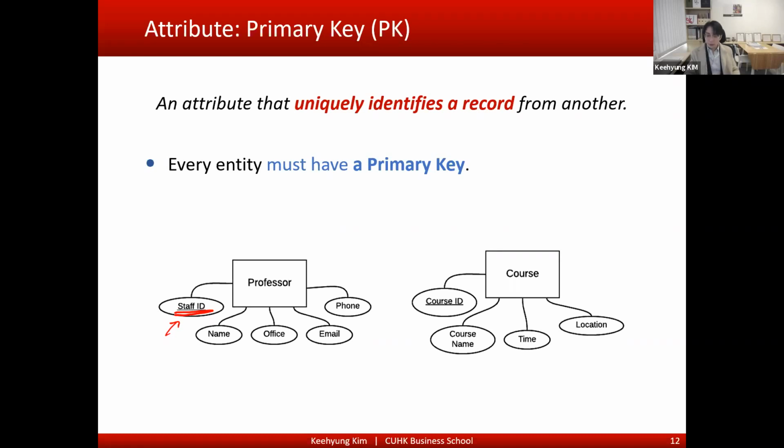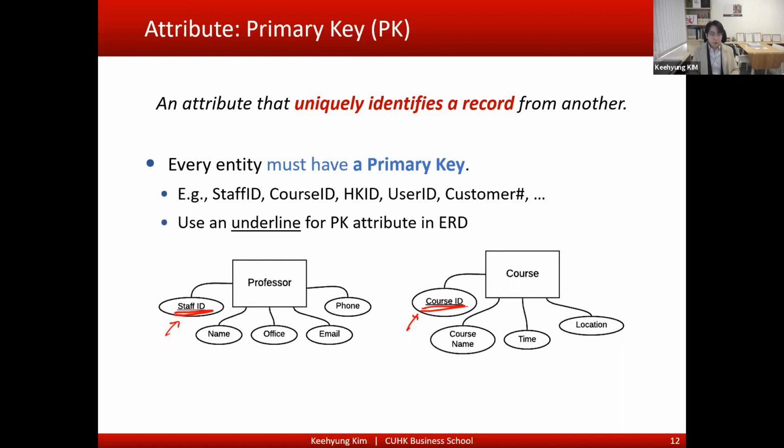So same for the course entity here. The course ID will become a primary key. So we simply put the underline below the course ID like this, so that when other people see this diagram, they will know that this course ID and the staff ID will be a primary key of this entity. Usually we use an ID field as a primary key, like a staff ID, course ID, Hong Kong ID, user ID, customer number, or something like that. So yeah, we'll use an underline for the primary key attribute in the ER diagram. So that's what I talked about.